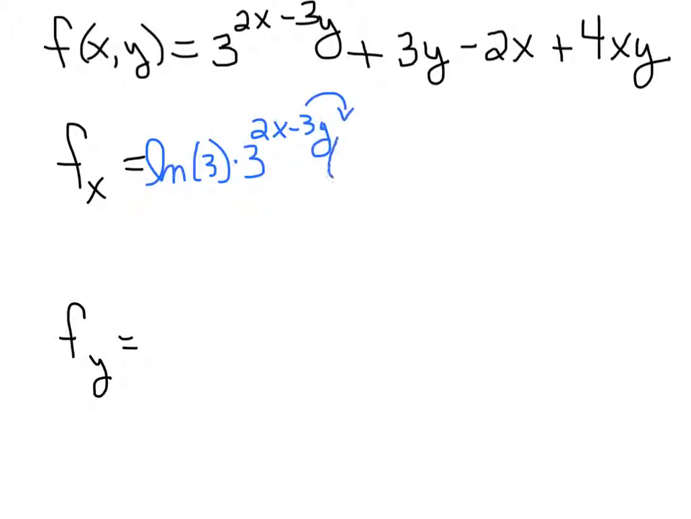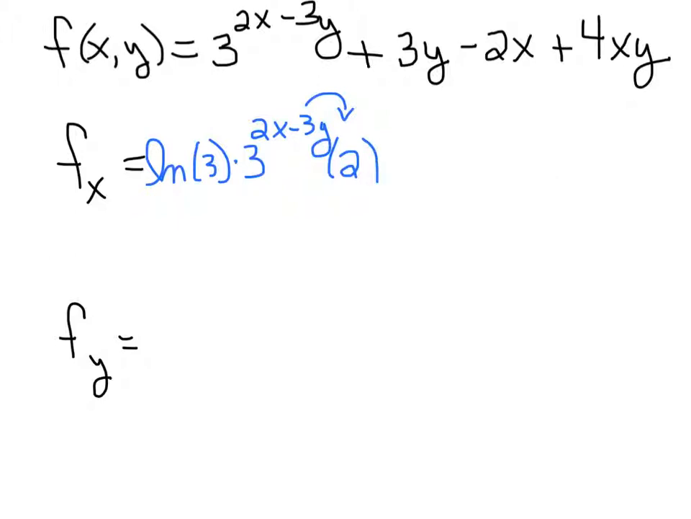Chain rule out the derivative of the exponent. We're taking this with respect to x, so taking the derivative here of 2x, we get 2. And then the derivative, it says minus 3y. That'd be like saying minus 7. It's a constant sitting here, and the derivative of that is 0. So we just get times 2.